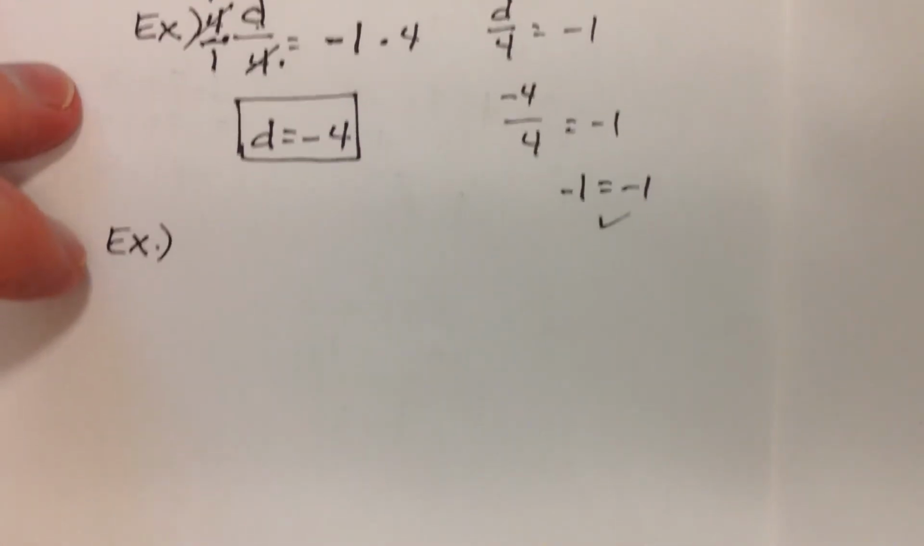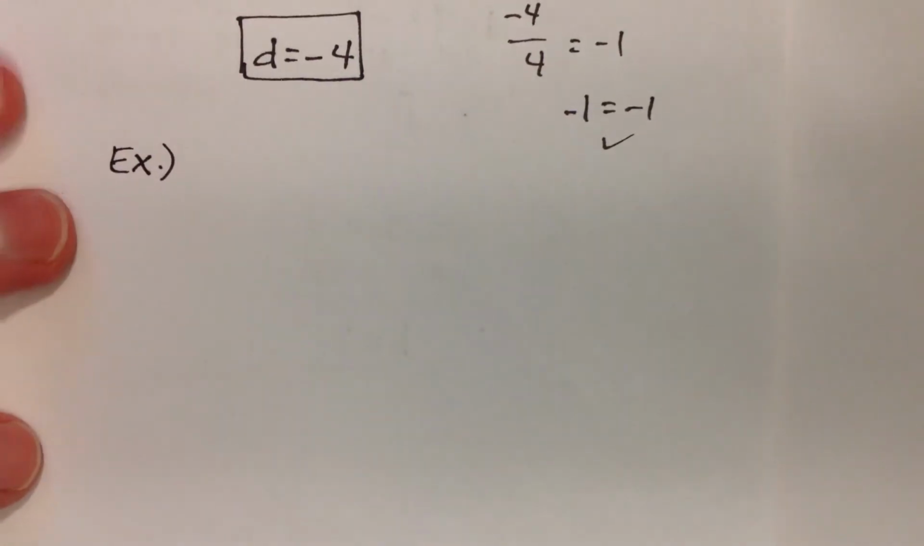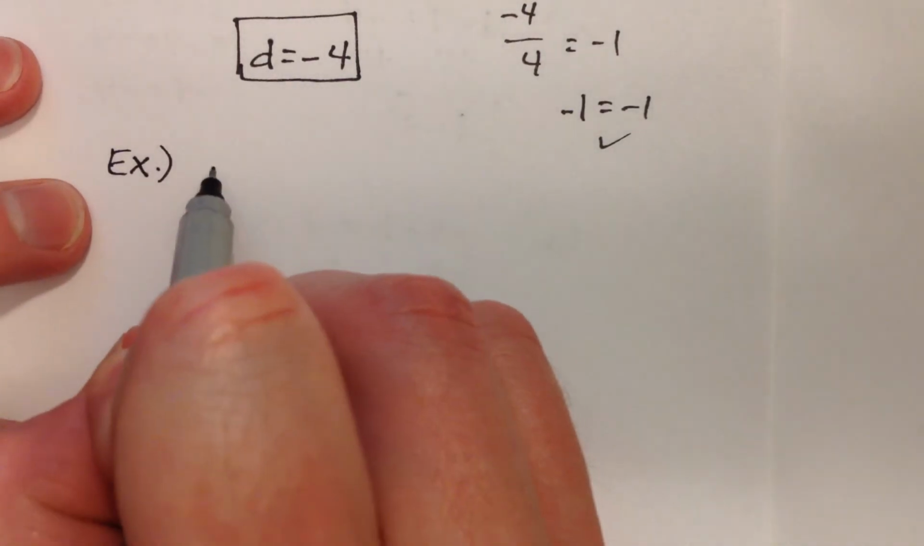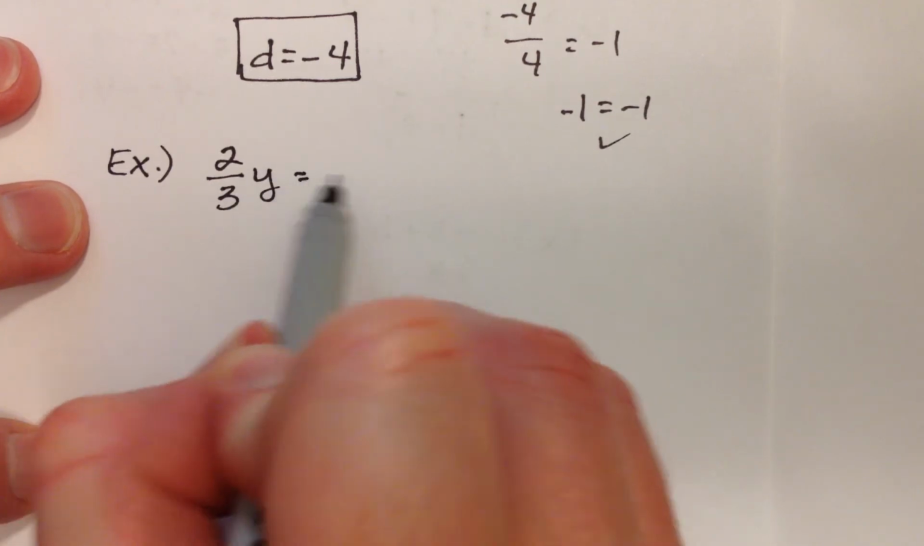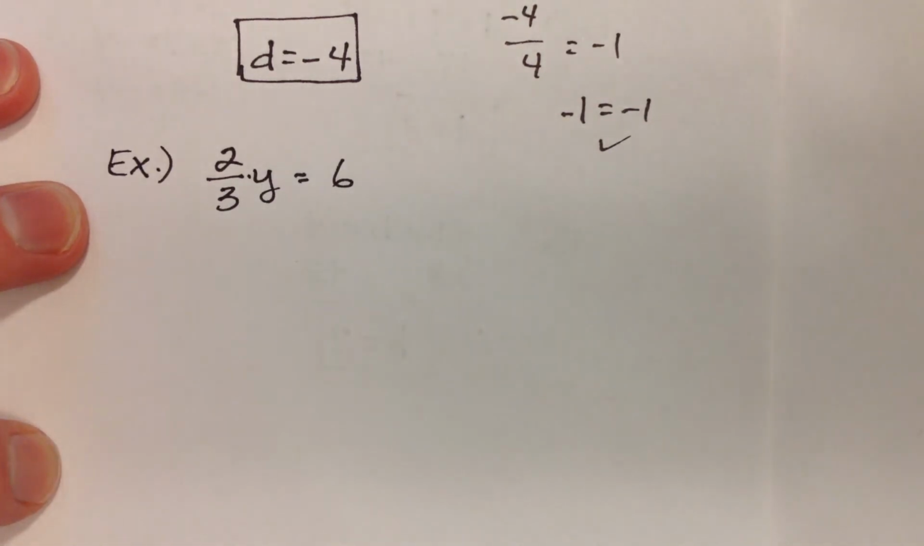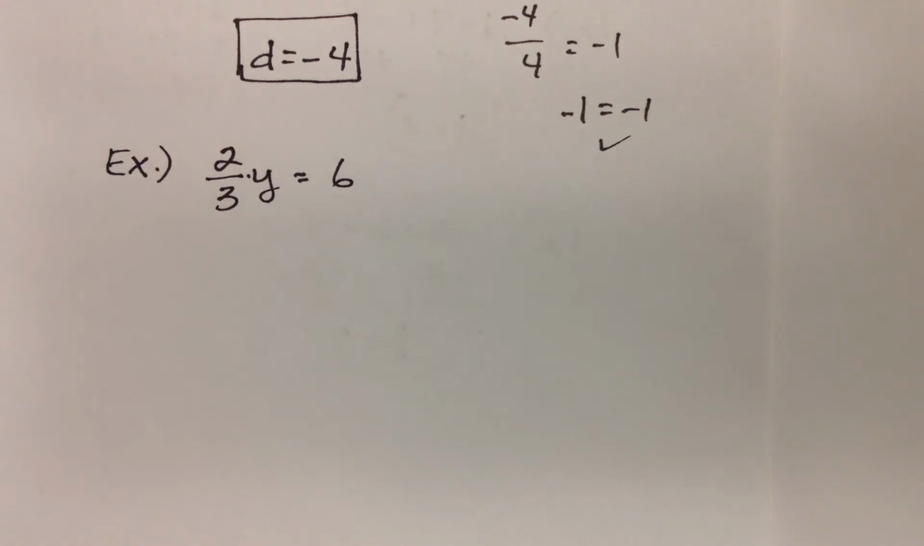Let's do one with fractions, because I know that everybody loves fractions. Let's say something like 2/3 times y equals 6. So what I'm doing here, I'm multiplying y by 2/3, and then I get 6. So what is y? Well, I don't know. I'm multiplying some number by 2/3 and getting 6.